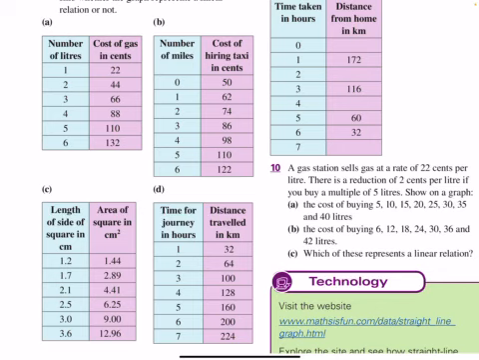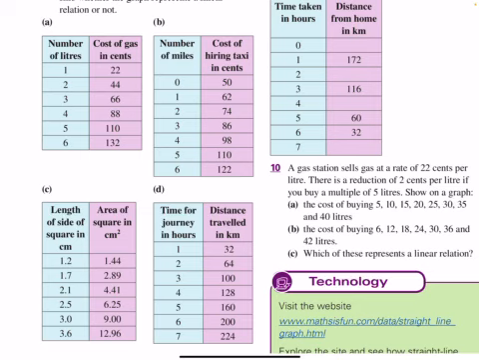Correct. A and B are linear equations, C and D aren't. How do I know? Because the increase of A is always 22. 22 with 22, 44. 44, 22, 66. 66, 22, 88. That's a linear equation.